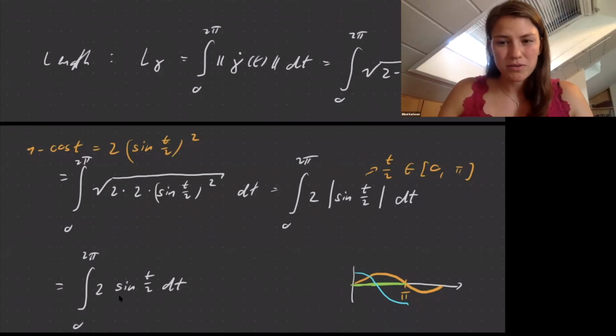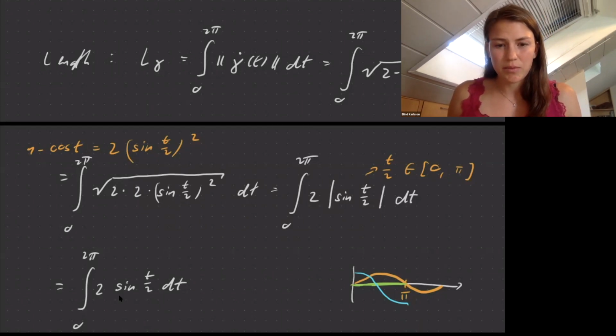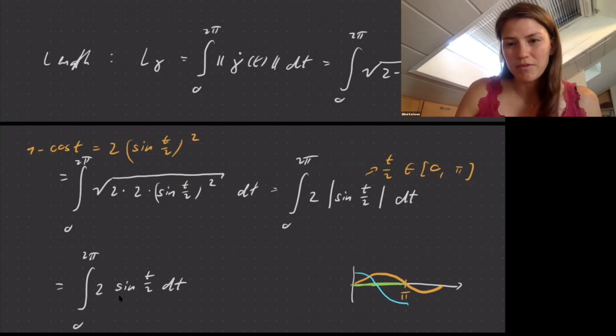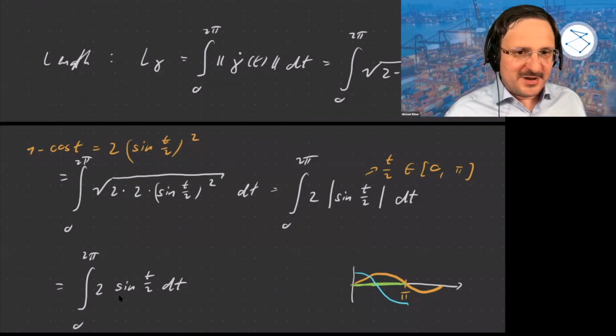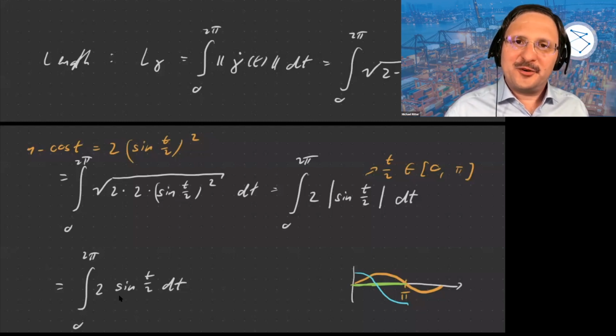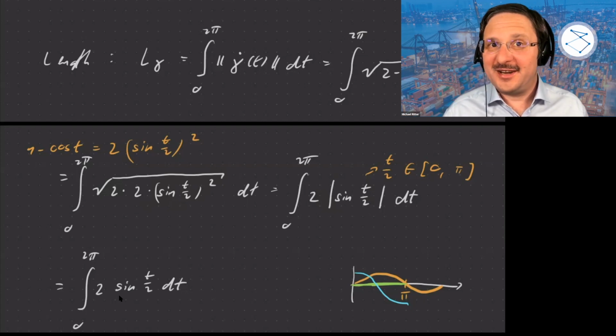Okay, and now I also have the last question. So could you please explain again why the integral gives us the length of the curve? So basically, for a more detailed explanation, please have a look at the corresponding video. It's called curve length.